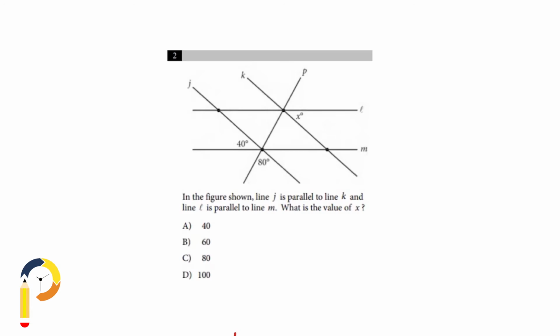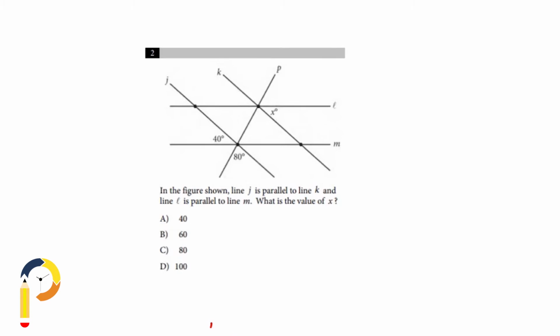This is question number 2. If you see it, what is it saying? We have a figure there, and if you look at the question, what is given to us in the figure shown: line J is parallel to line K and line L is parallel to line M. What is the value of x?